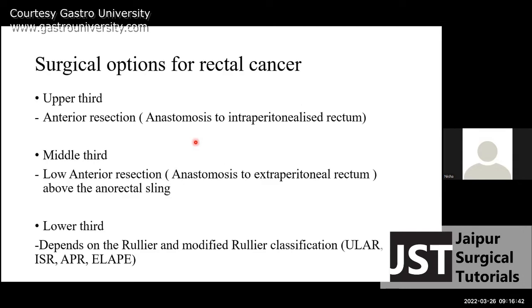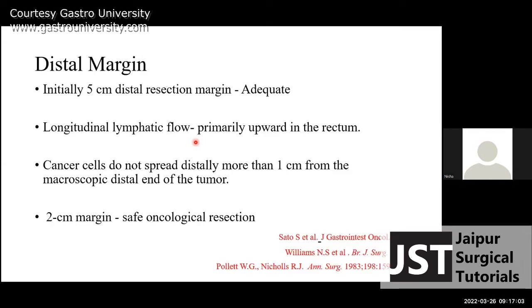Coming to the broad overview of the options available for rectal cancer. For the upper third, we have anterior resection, for the middle third, low anterior resection, and for lower third rectal cancers, depending upon the Rouvière classification, we have various options: ultra-low LAR, intersphincteric resection, APR, and ELAPE, with their individual indications, which I'll be talking about in the subsequent slides.